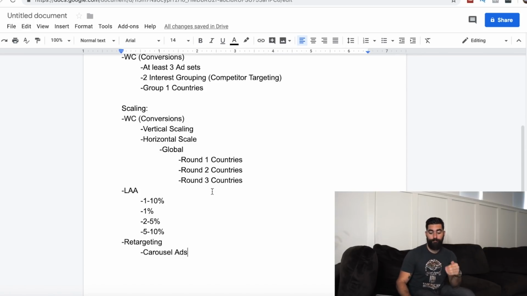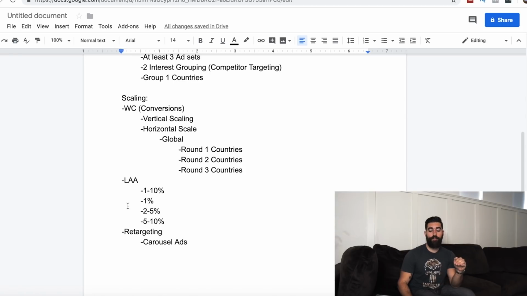Your round 1, your round 2, your round 3. By the end of your testing round 3, you've pretty much tested the entire globe. You want to go ahead and do that. Now you should have tons of ad sets already working that you're scaling up slowly and carefully, increasing the budget every couple of days.